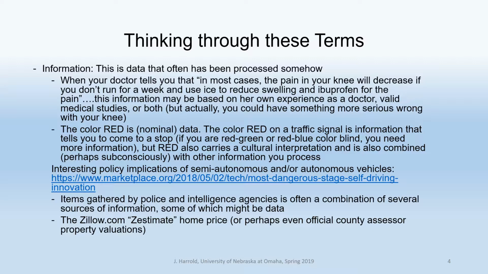But the color red on a traffic signal is information that tells you to come to a stop, right? If you're a driver of a car, which I assume most of you are, you know that you're processing other information as you drive your vehicle, right? So you look ahead and you see that the light is yellow, you know it's about to turn red, so you're starting to slow down. What else are you doing? You might also look in your rearview mirror to make sure the car behind you is starting to slow down. You might even be doing that subconsciously. But the point is you're processing information, right?